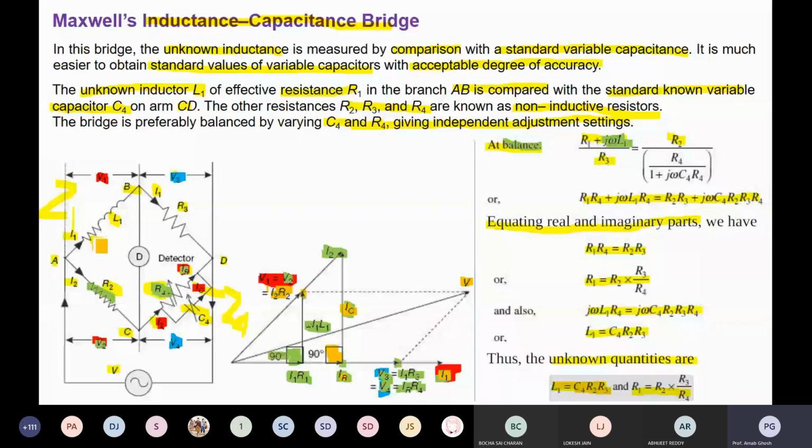A wide range of inductance at power and audio frequency can be measured. That's another advantage: a wide range of inductance, because you can vary the audio frequency. That's the important feature.